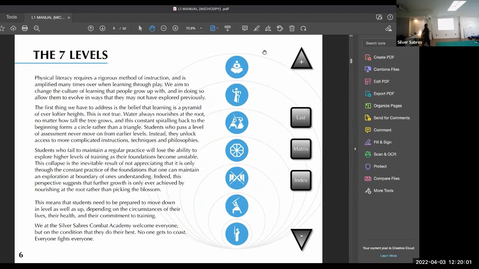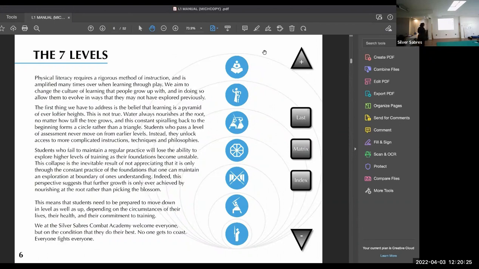This means that students need to be prepared to move down in level as well as up, depending on the circumstances of their lives, their health, and their commitment to training. All of these things will fluctuate. We accept those fluctuations. We don't judge ourselves, we adapt.